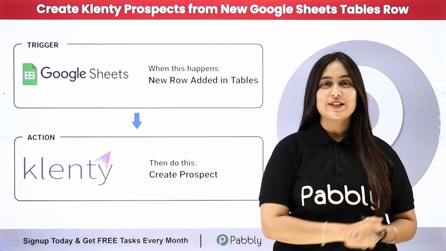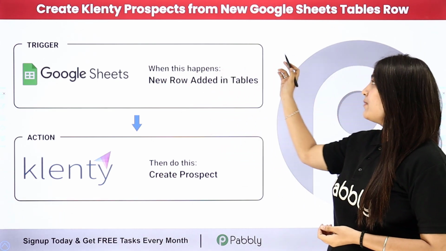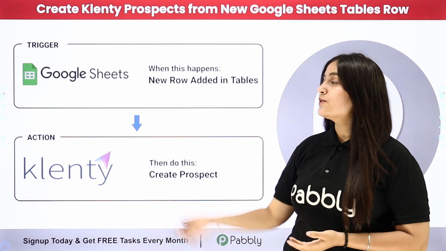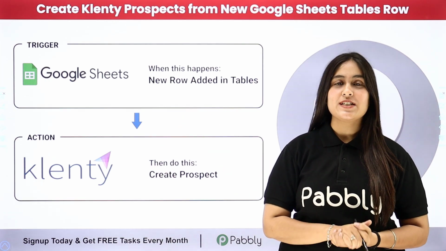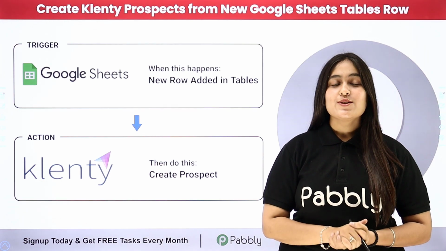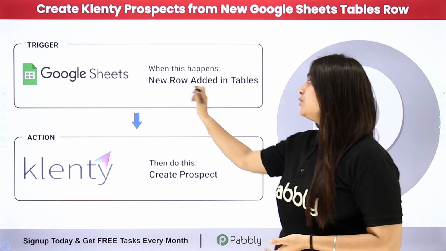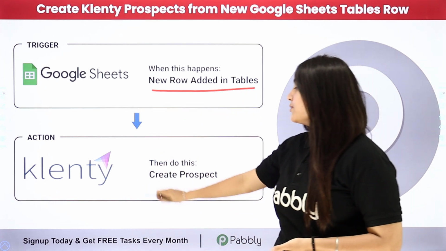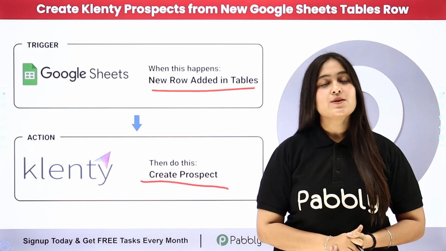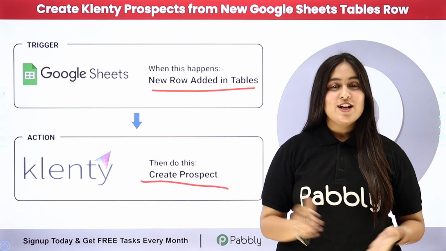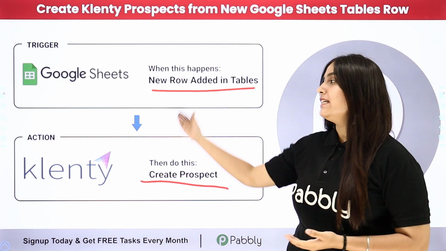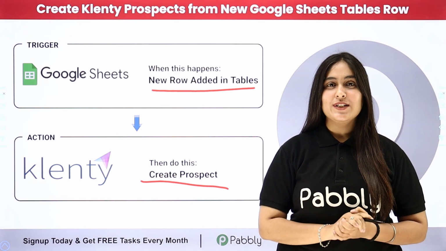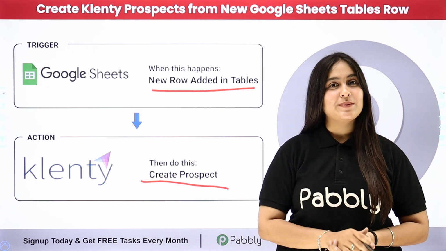So in this video, we are going to learn how to create Clenty prospects from new Google Sheets tables row. I work with the sales team and I use Google Sheets to enter my new lead details which I have received through various sources. Whenever I add a new detail in my Google Sheets tables row, automatically using that detail, a new prospect should be created in my Clenty account so that I can start engaging with that lead. To build this connection, I need to connect these applications using an automation software named Pably Connect. So to learn this process step by step, let me take you to my screen.